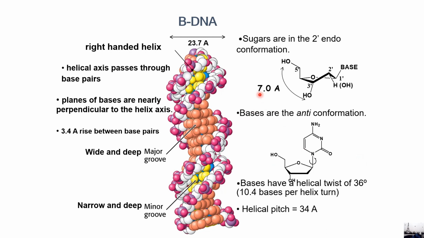Now, the right-handed helix: the helical axis passes through the base pairs. The planes of the bases are nearly perpendicular to the helix axis. Okay, so this is the major schematic of B-DNA.